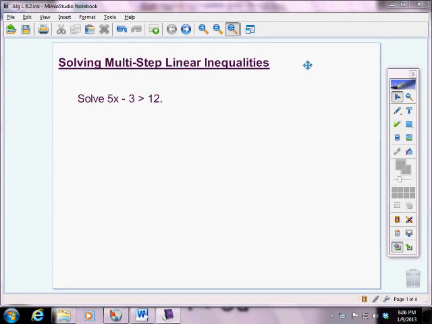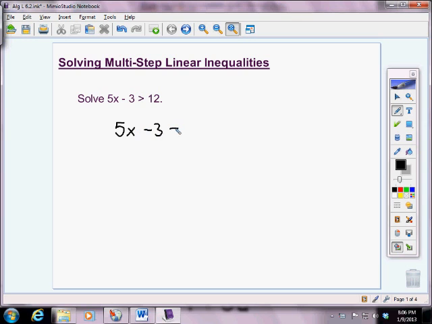Just like solving one-step inequalities is similar to solving one-step equations, solving multi-step inequalities is pretty much the same thing as solving multi-step equations. So if you look at this example here, it says solve 5x minus 3 is greater than 12. You're going to solve it just like it said 5x minus 3 equals 12. Use your steps for solving equations.